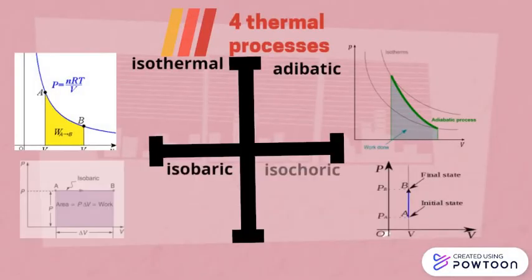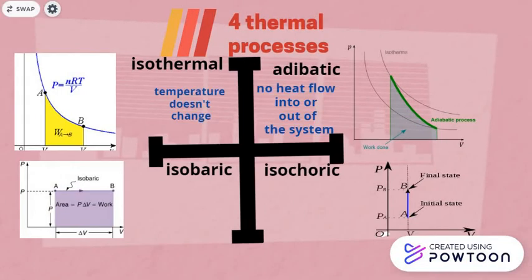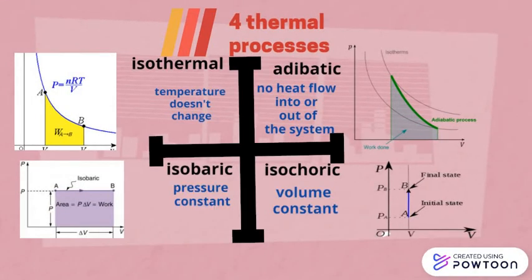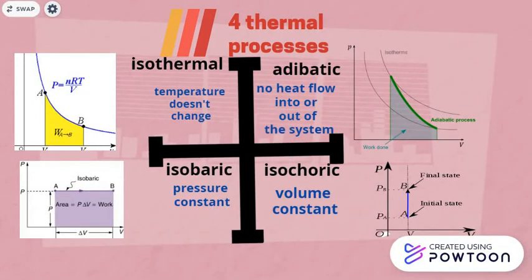So there are 4 thermal processes in this topic. The first one is isothermal. How do we know it is an isothermal process? In an isothermal process, the temperature of the system doesn't change. The second one is the adiabatic process. In an adiabatic process, there is no heat flow into or out of the system.